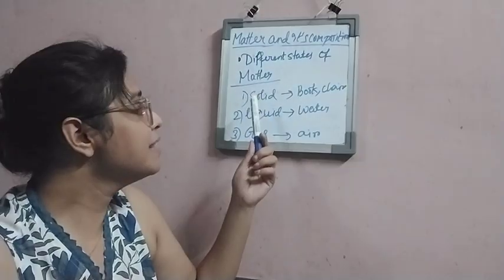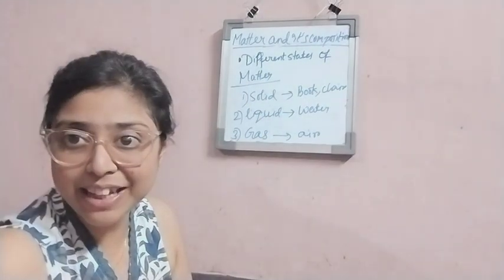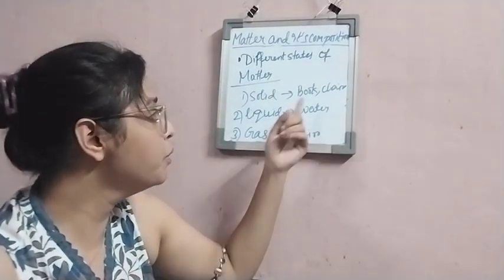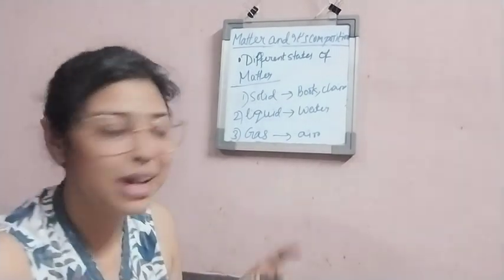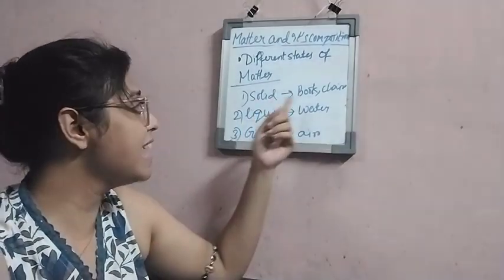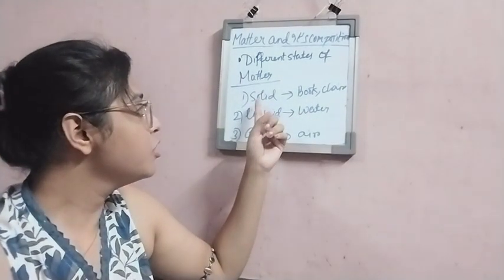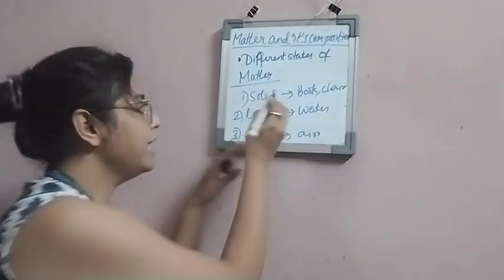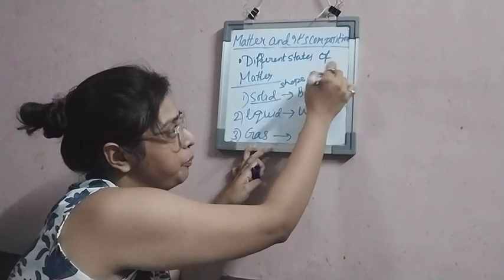What is the basic difference between these three states of matter? Solid, we all are familiar with, like book and chair. It has a fixed mass and a fixed shape also. So the basic difference we can simply say is that solids have a specific shape. They all have mass, but solid has a specific shape and a specific volume.